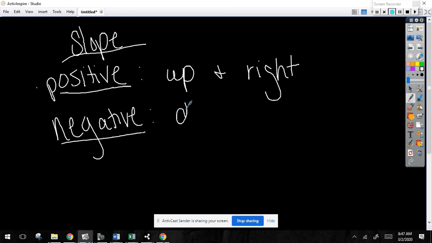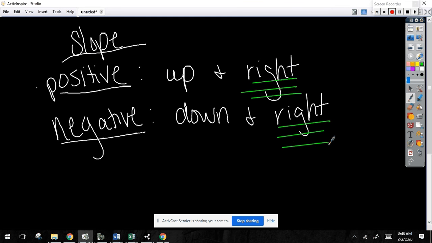Negative is down and right still. This is where you have to really, really watch it. You are always moving right. If it's negative, it's down and right. If it's positive, it's up and right.